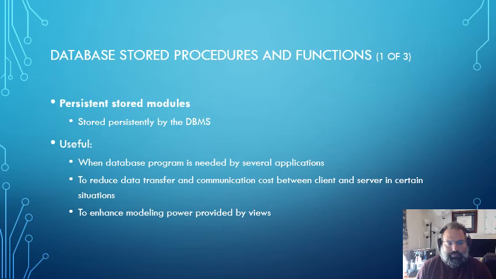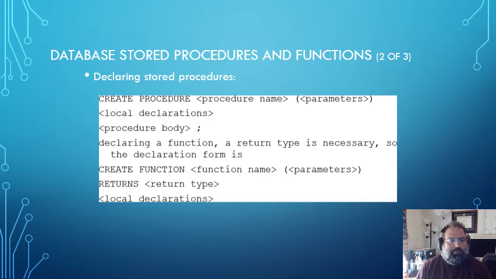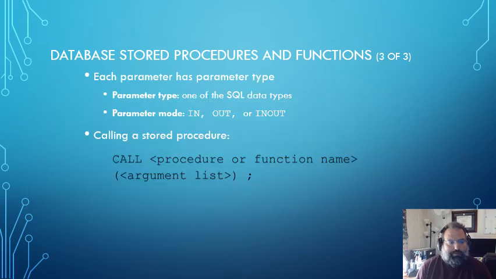Persistent stored modules are not terribly common from what I've seen. Whenever we declare a stored procedure, you use something similar to this: create procedure, procedure name, parameters. Sometimes there's some additional stuff in there, and it may or may not have a return type. Each parameter has a particular type, and may also have default values. You may have in, out, or in-out, and you call them usually using the call procedure approach. This is probably your most common way of doing programming against a database. So this is the one to pay attention to.